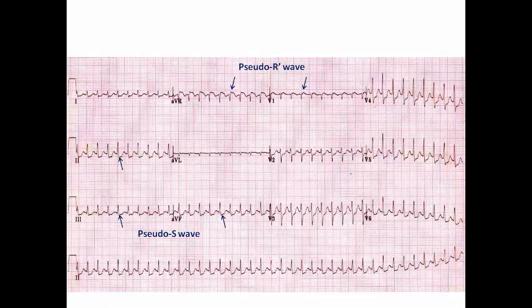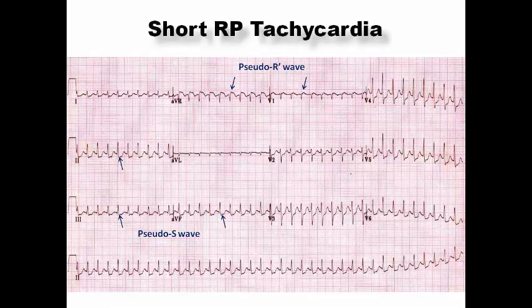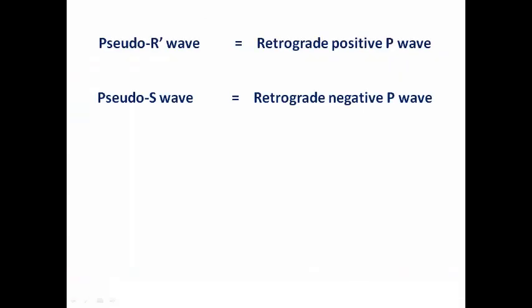This is what we call pseudo R wave and pseudo S wave, because they are seen on the complex appearing as an R dash wave or S wave. So here, these pseudo R and pseudo S are actually retrograde P waves. Here the RP interval is shorter than the PR interval, as we know from the first example. So this is short RP tachycardia, because the retrograde P wave is nearer to the preceding complex than to the following complex.